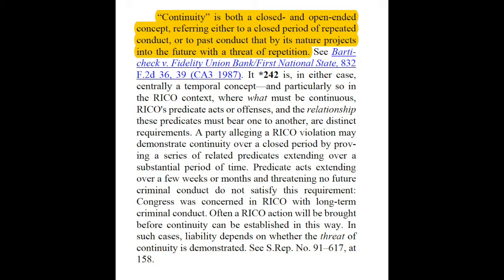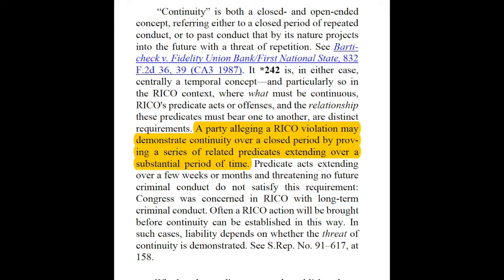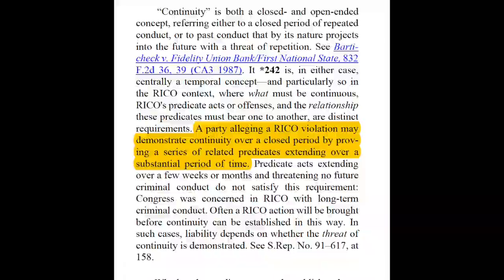The other element of pattern is, like I said, continuity. And the continuity criteria is substantially more complicated than the relatedness criteria. The easiest way to prove continuity is through closed-ended continuity. Closed-ended continuity essentially is a temporal test. The Supreme Court in H.J. Inc. said that you can establish closed-ended continuity by proving a series of related acts of racketeering activity extending over a substantial period of time. So the question becomes, well, what's a substantial period of time?